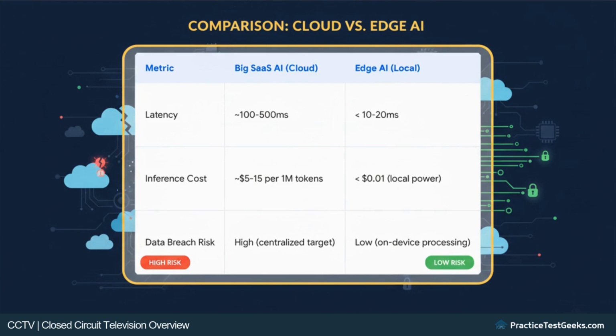Seriously, look at the latency, the delay. Edge AI is practically instant, under 20 milliseconds. The cloud, you could be waiting up to half a second. And the cost? It's not even a contest. But maybe the biggest deal is the security risk. With the cloud, all your data is in one big, juicy target for hackers. With Edge AI, it stays on your device, making it so much safer. It's pretty clear the Edge has some major advantages.